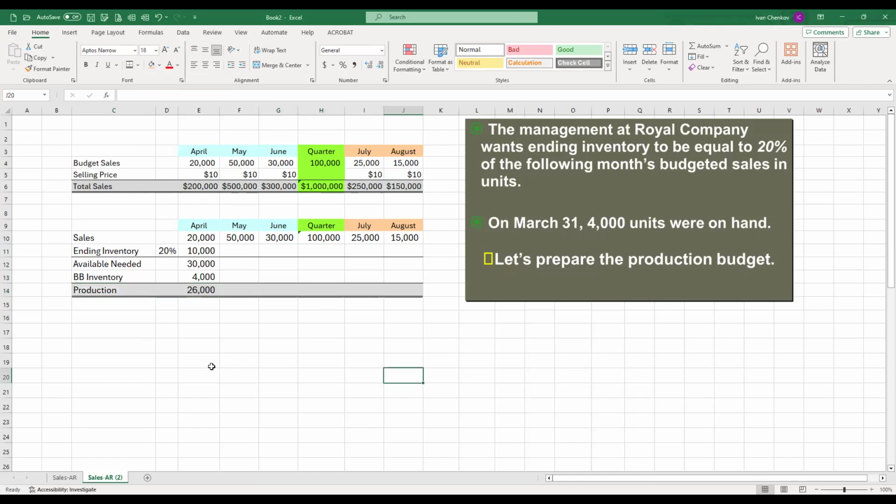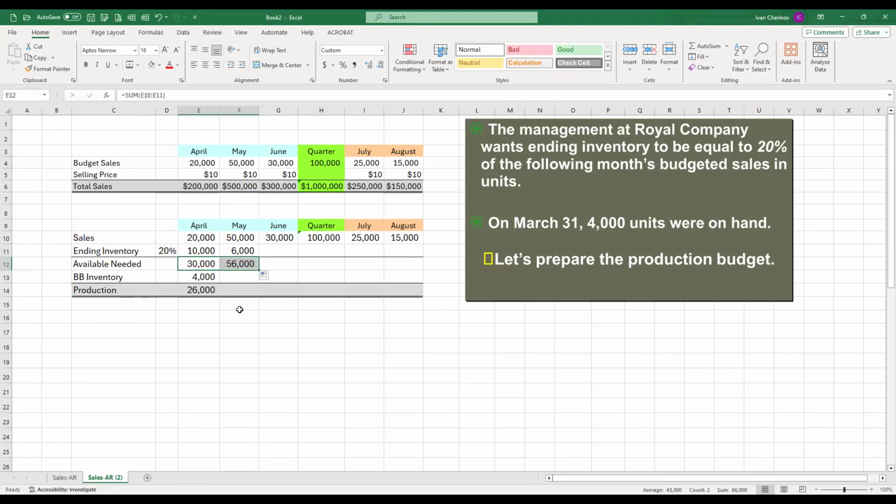We got the first month. Let's get the second month, May. We need sales; we need to sell 50,000. What else do we need? Ending inventory of 6,000, which will be equal to the next month's sales times 20%. So I need to have 6,000.